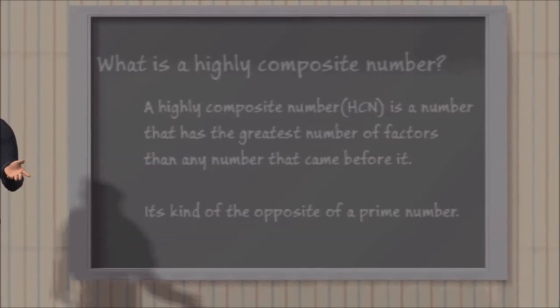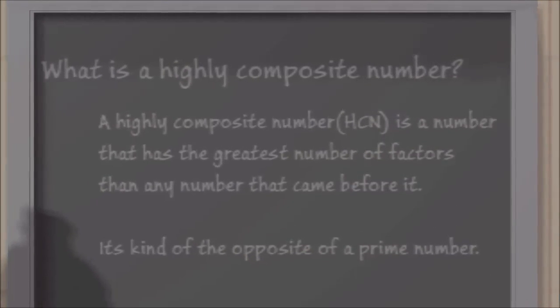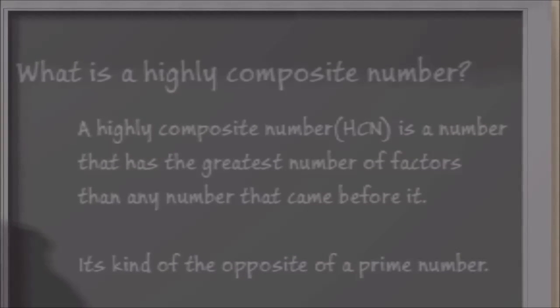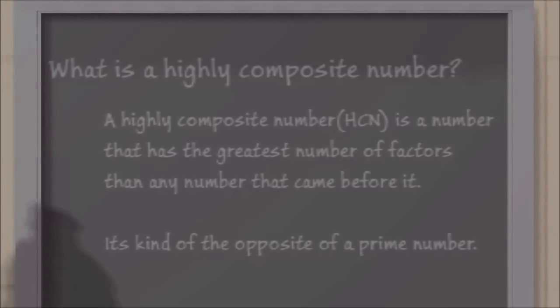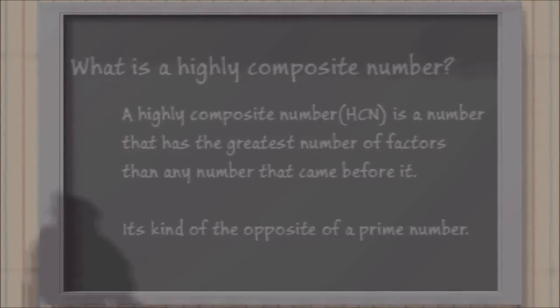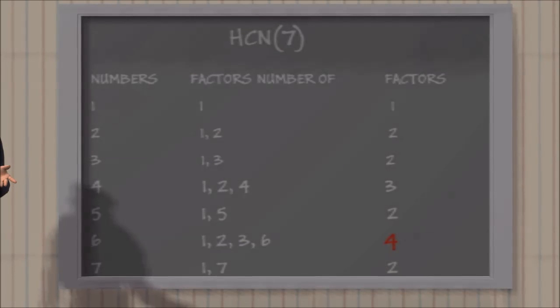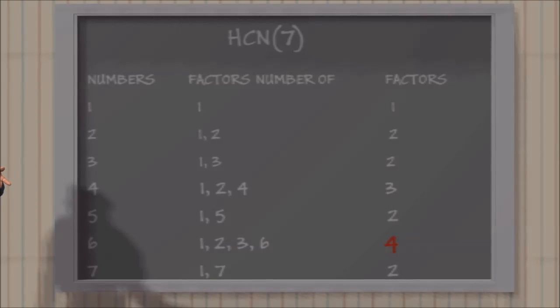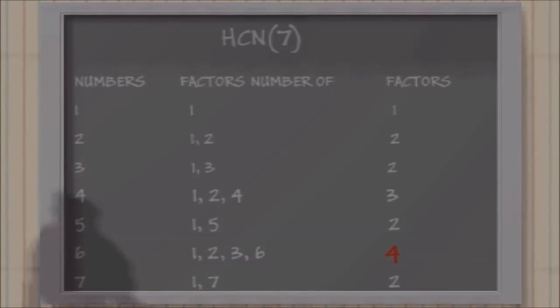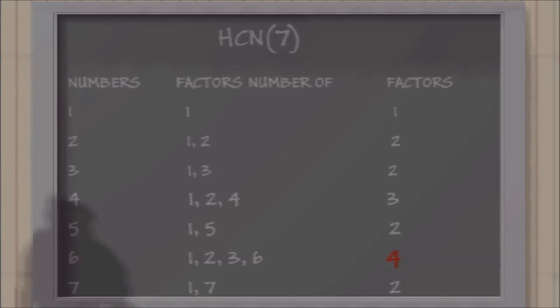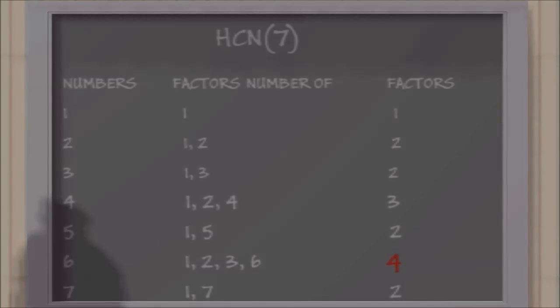What is a highly composite number? A highly composite number is a number that has the greatest number of factors than any number that came before it. It's kind of like the opposite of a prime number. For example, let's look at the highly composite number of 7. We have to look at every number between 1 and 7, see how many factors it has, and then pick the one that has the greatest number of factors.